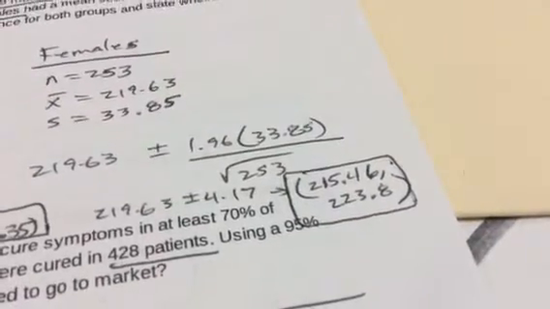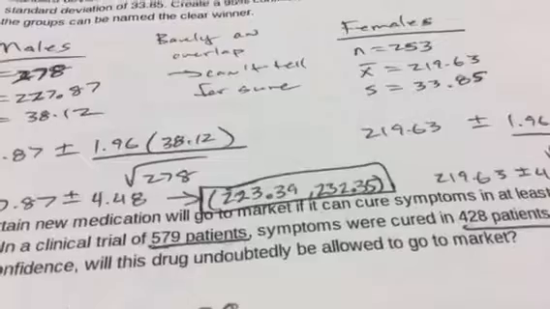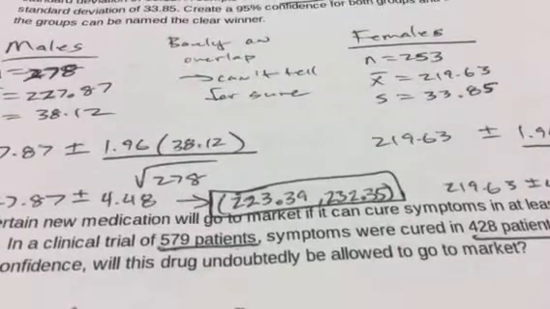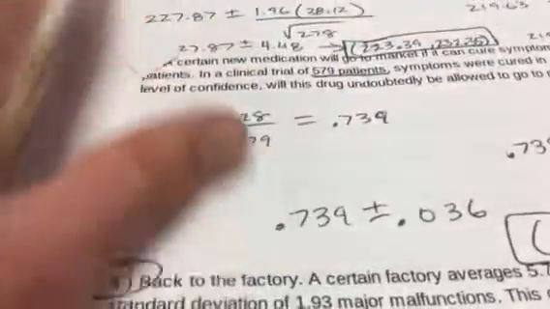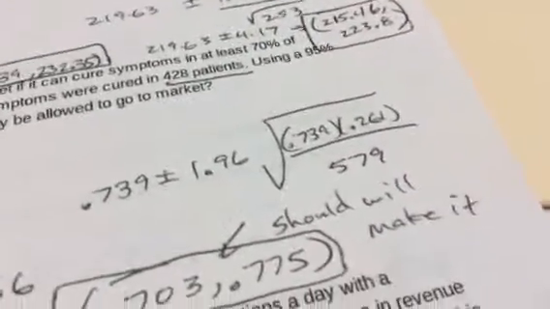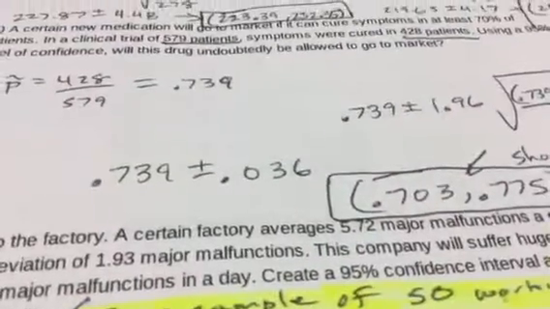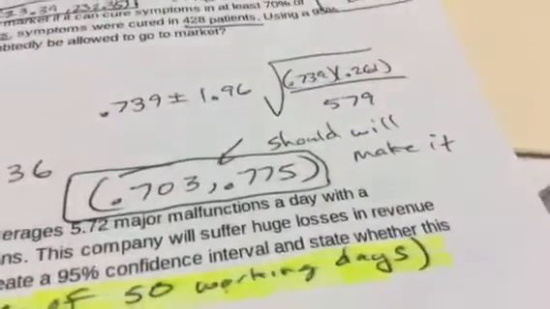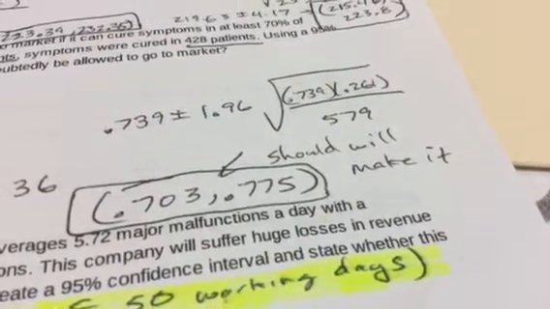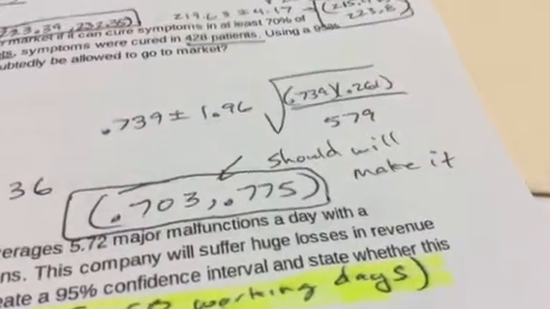There is barely overlap, so the highest female scores do beat the lowest male scores, so we cannot say for sure who the definitive winner is. Clinical trial question. There's your p-hats. Plug it all in as such. Margin of error 3.6%. Notice that the lower bound is relatively safely above 70, so this should work.